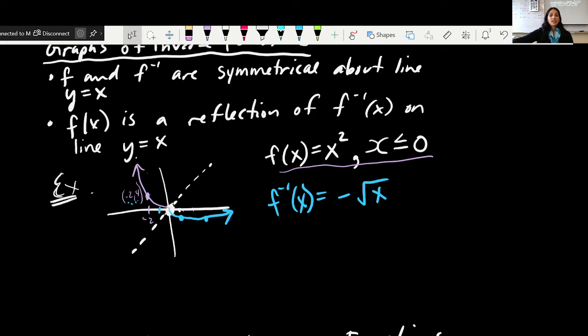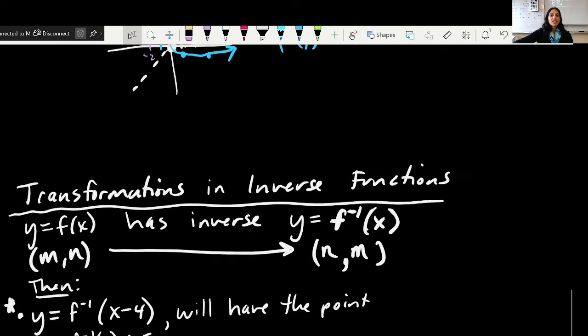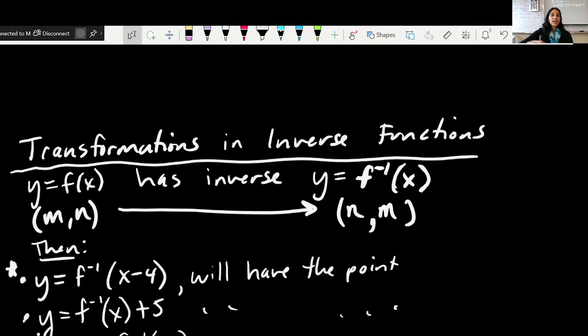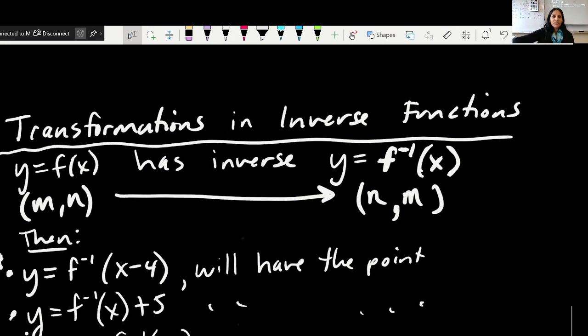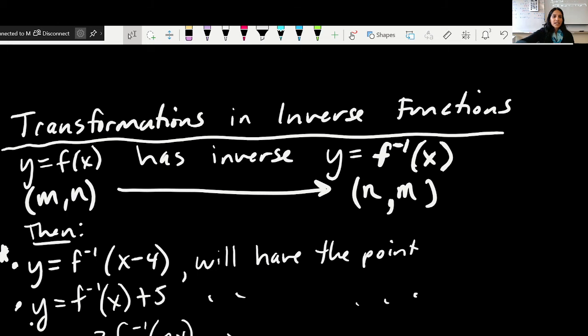One last thing. Transformations in inverse functions. So this is combining everything, I guess, so far. If y equals f of x has the point mn, and it has an inverse y equals the inverse of f of x, that would become nm. We swap them, right? We just talked about that on the graph. If the point on f of x is mn, then the point on the inverse graph is going to be nm. We swap them.